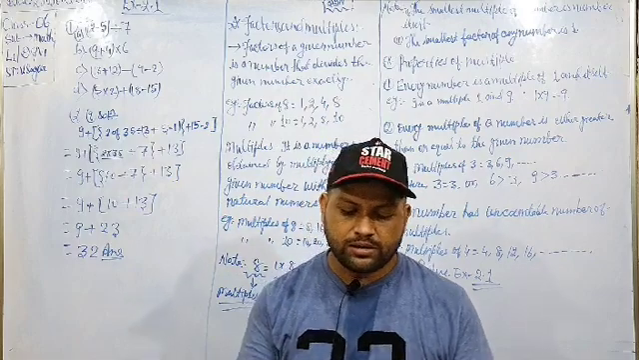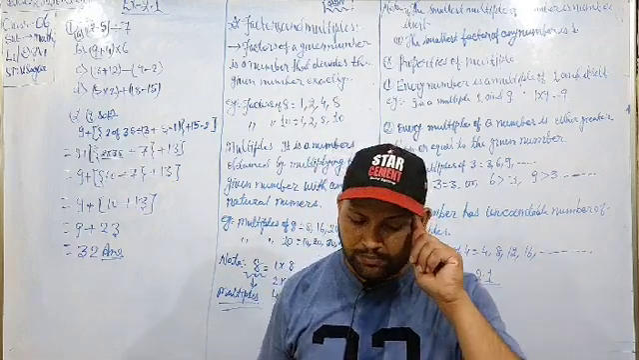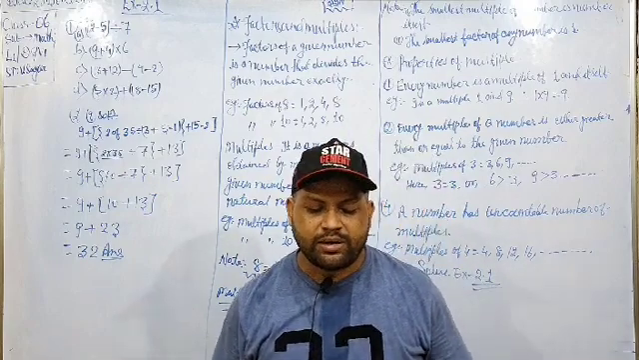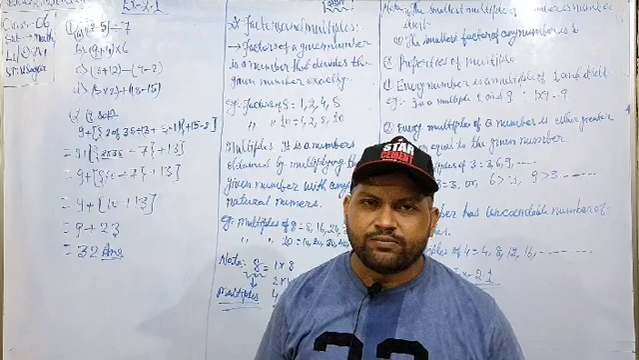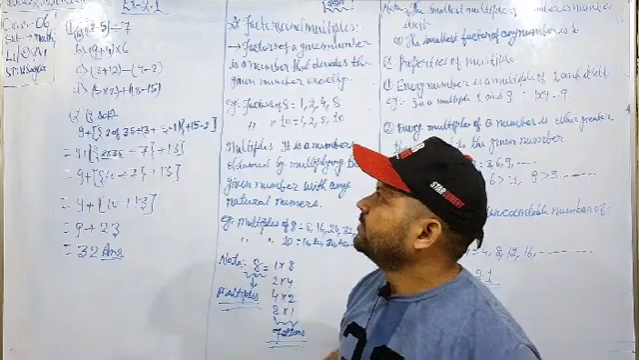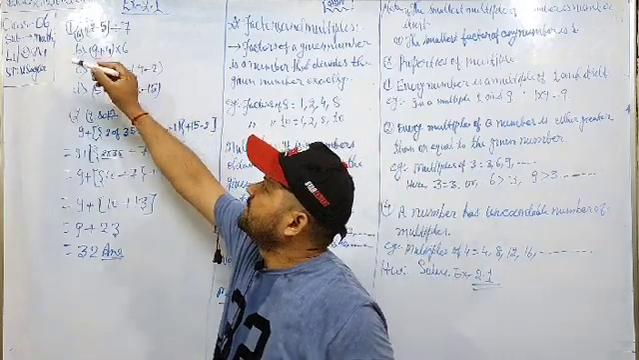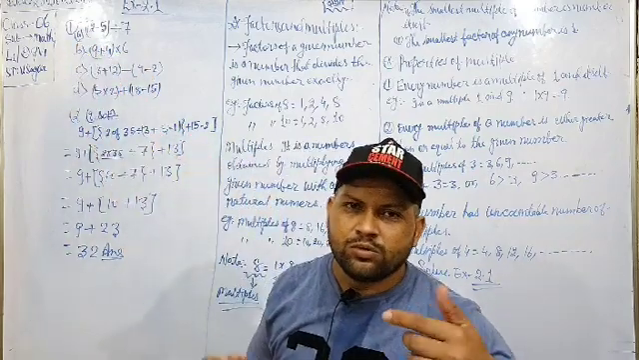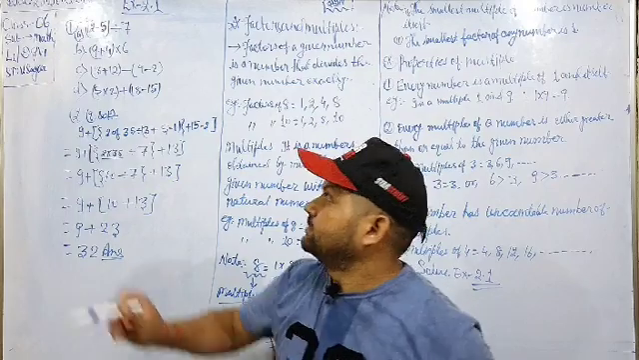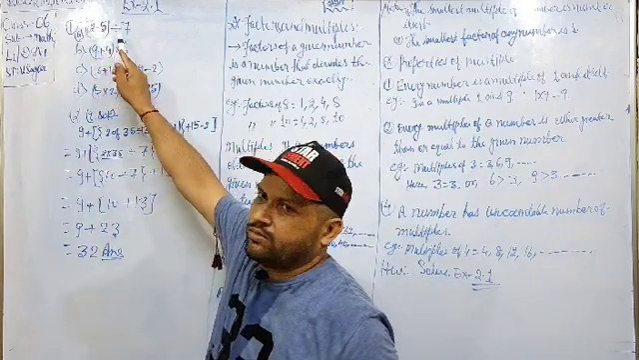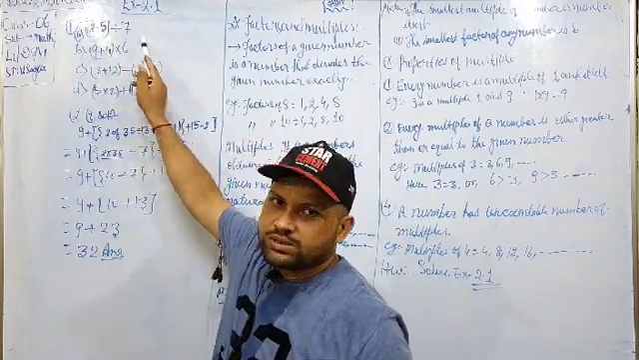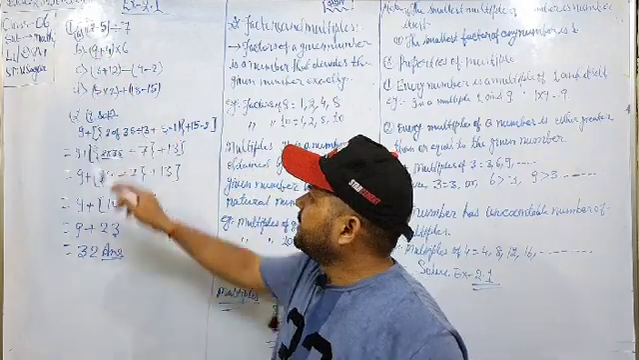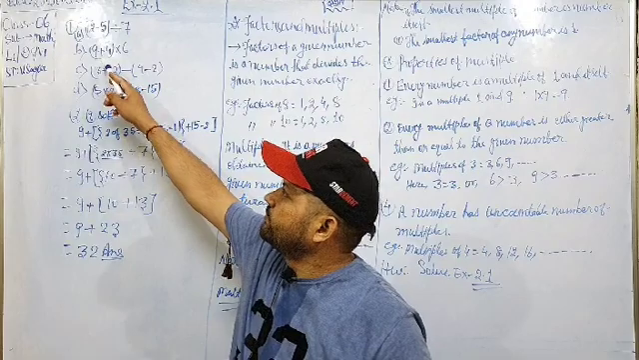You have to read it as: the first question is given as 7 divided by the difference of 12 and 5. So first we have to find the difference, 12 minus 5, then we have to divide 7 by it. So we have to put brackets here.